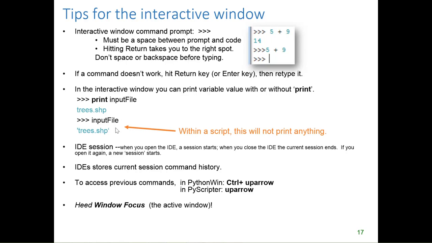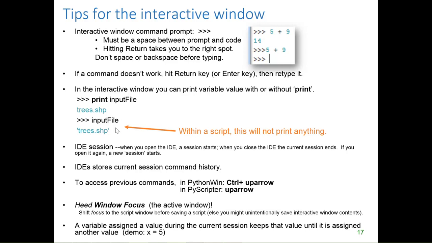Look out for your window focus. If you are working on a script and then working in the interactive window, make sure you save the script window and submit that. Don't submit a window where you've been working in the interactive window. We don't want to see command prompts in the Python scripts that you submit. If you try to run those, they won't run. It'll give you a syntax error. By focus, you can just click on the window that you want to have the focus in.